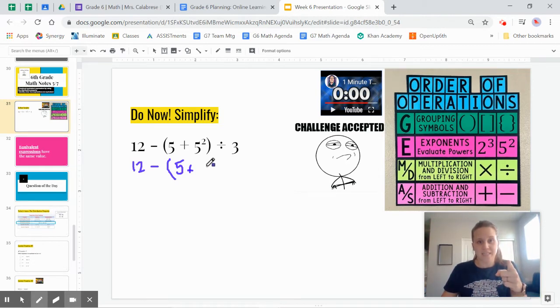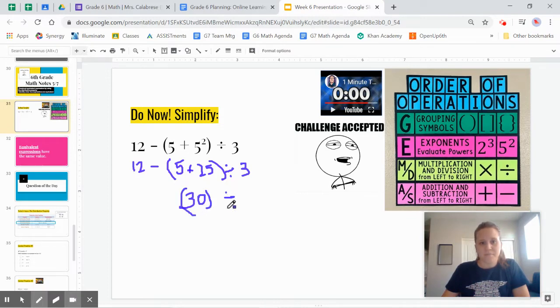Did you say 10? No, 10 is incorrect. I hope you didn't say 10. 5 squared means 5 times 5, which is 25. Give yourself a little pat on the back if you got it. All right, I'm still on grouping symbols, and now there's addition inside. 5 plus 25 is 30. I still have this divided by 3 hanging out here, and I still have this 12 minus hanging out here.